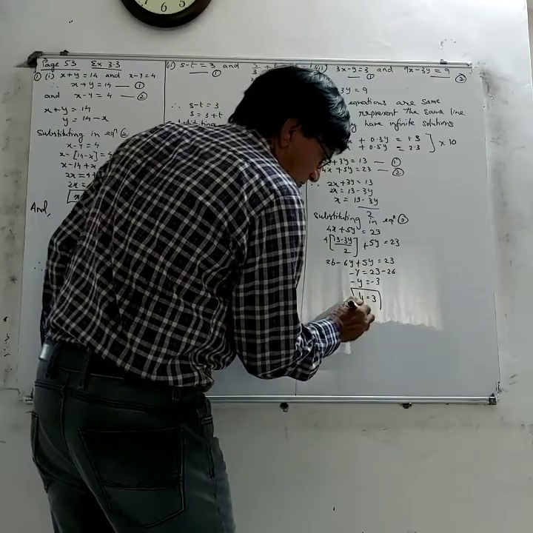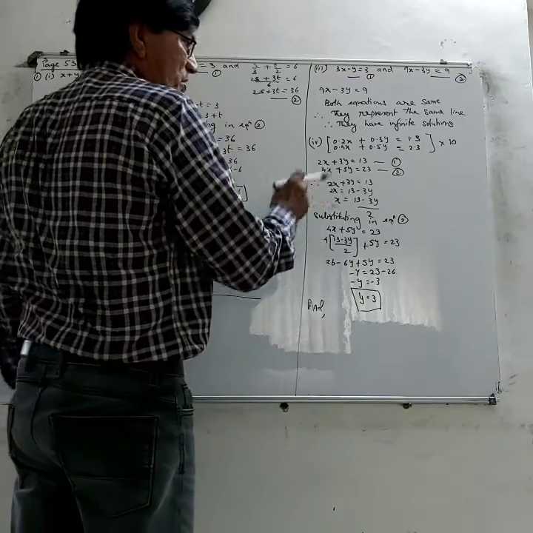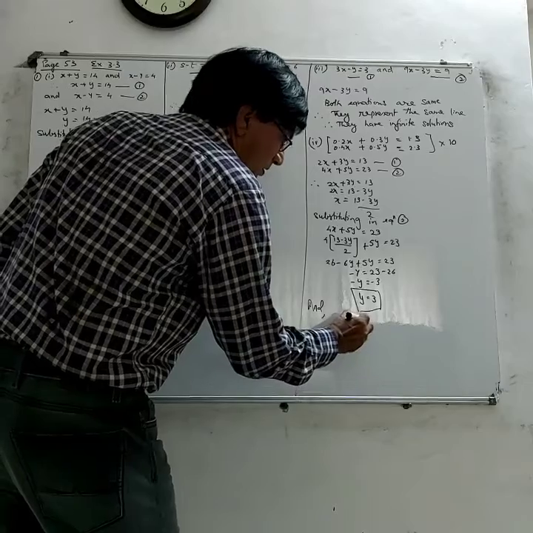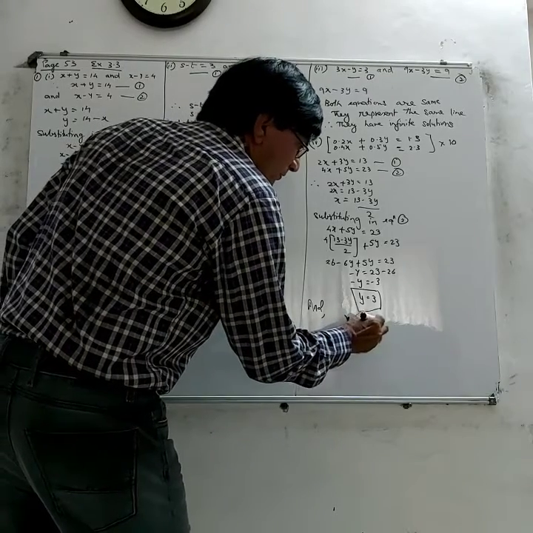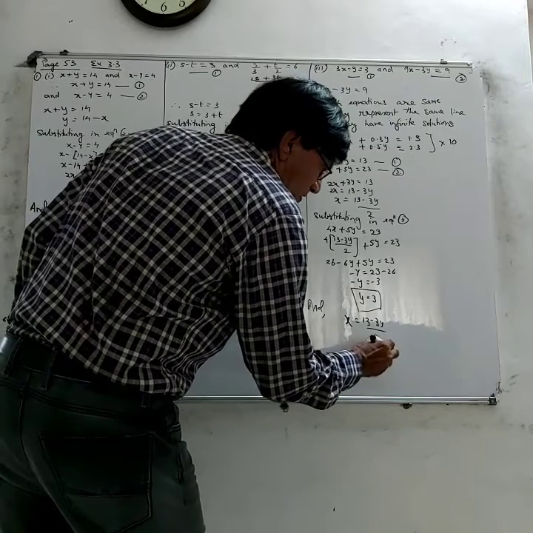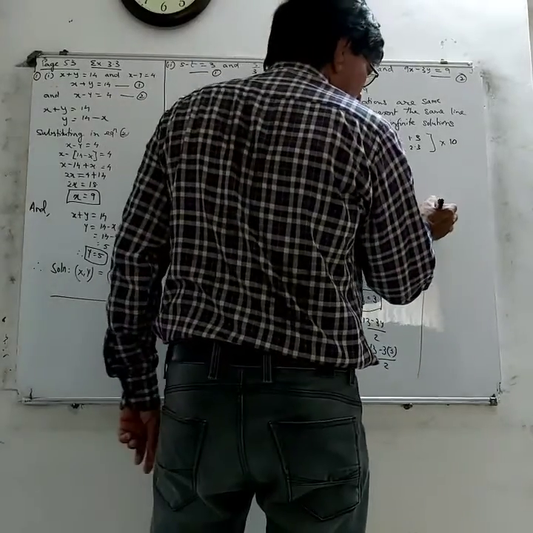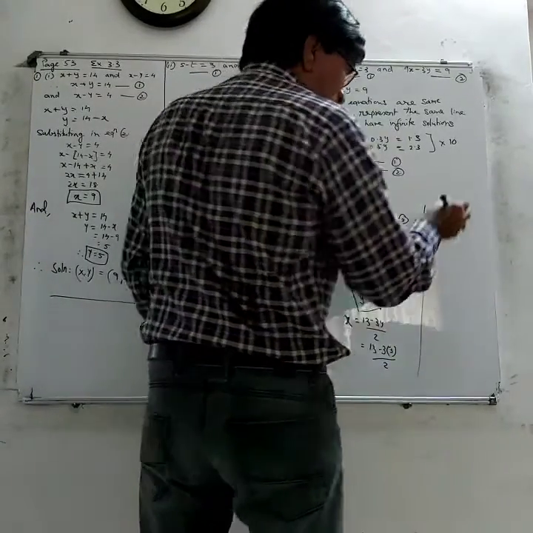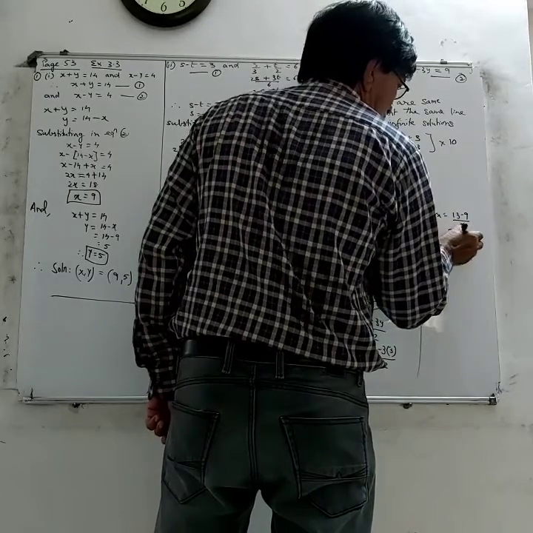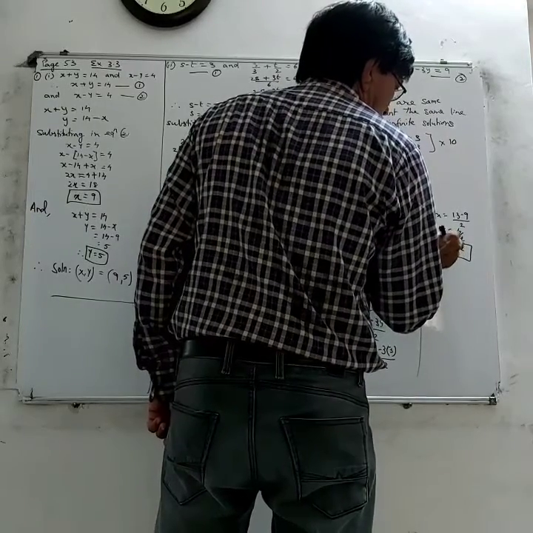Now, once you have got y is equal to 3, you can see what our x is. X is equal to 13 minus 3y upon 2. Put the value of y, y is equal to 3. So 13 minus 3 3's are 9, 13 minus 9 upon 2, 4 upon 2, that is equal to 2. Therefore, x is equal to 2.